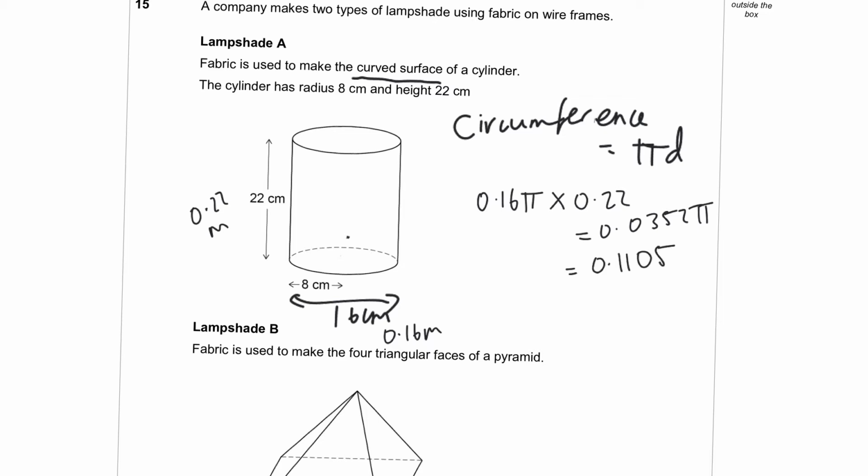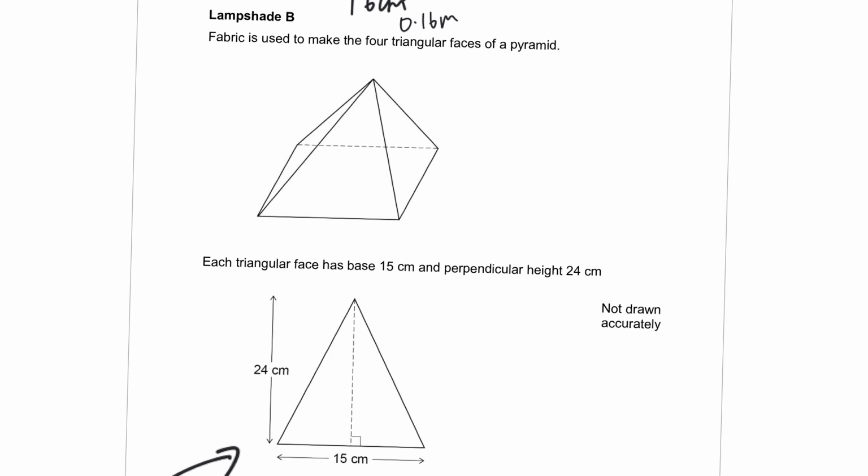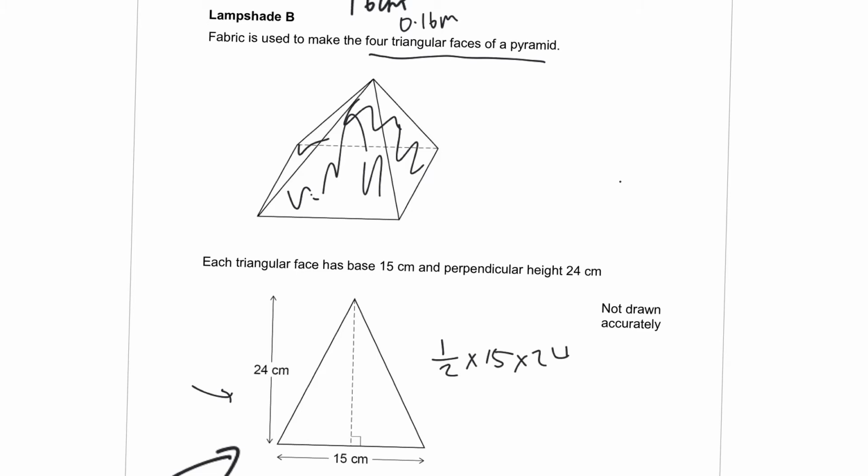Now that we've worked out the area of lampshade A, let's work out the area of lampshade B. So going on to lampshade B, it says the fabric is used to make the four triangular faces. So literally just the four triangles. We don't need to work out the area of the square. So they've got the triangular face here. We know the area of a triangle is half base times height. So that'll be half times 15 times 24. But because there are four triangular faces, that would be multiplied by 4, which would be 720 if you put that into your calculator.